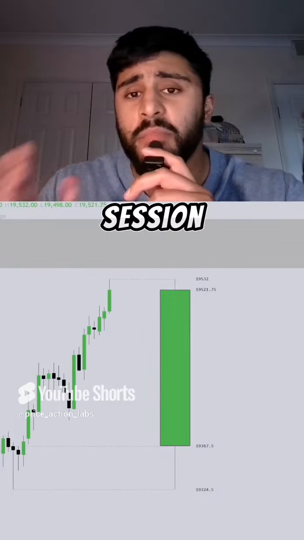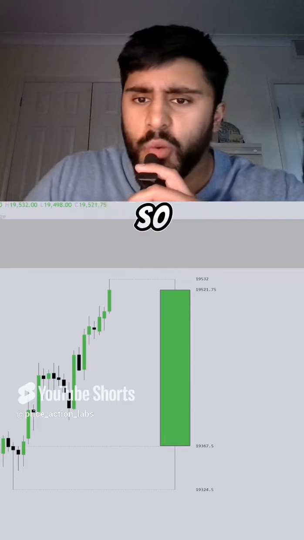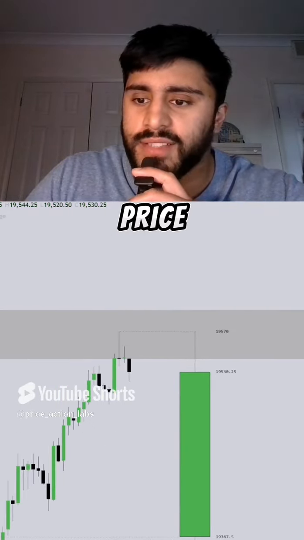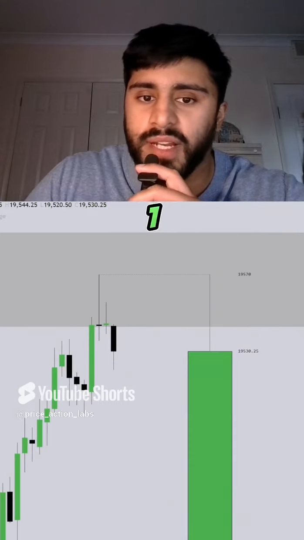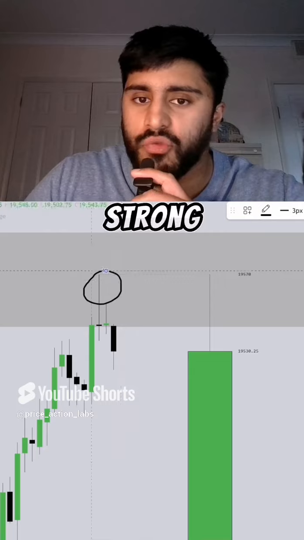You can master a session bias without having a daily bias if you use this indicator correctly. So what we're first looking for is a higher time frame fair value gap. You can see over here, price has tapped in on NQ. This is the 1 minute time frame. We've tapped into a 15-minute fair value gap and we've had a very, very strong rejection over here.